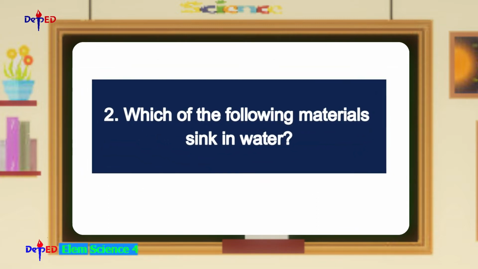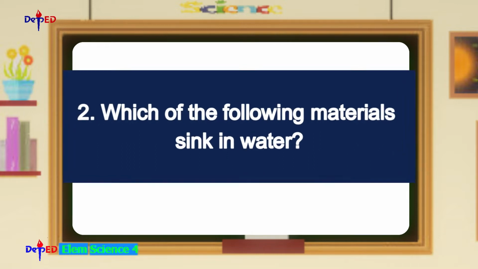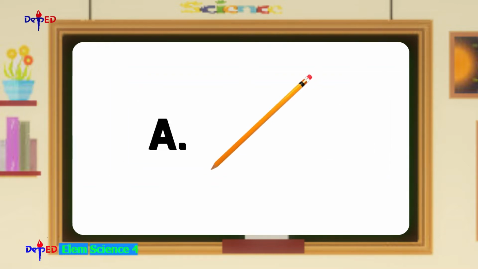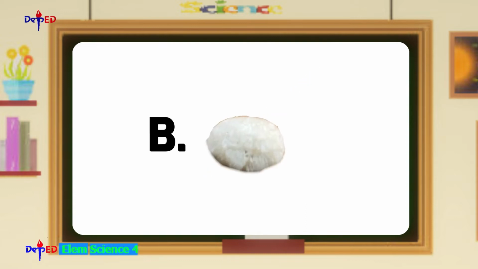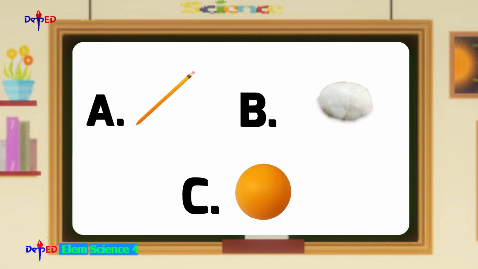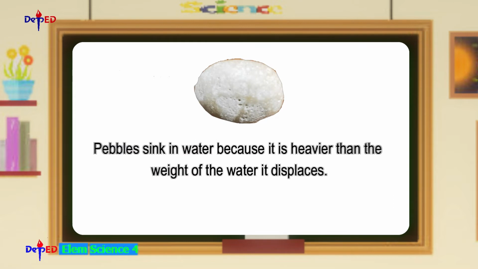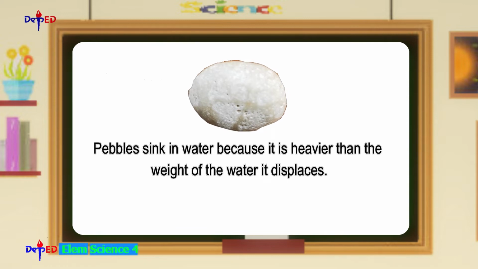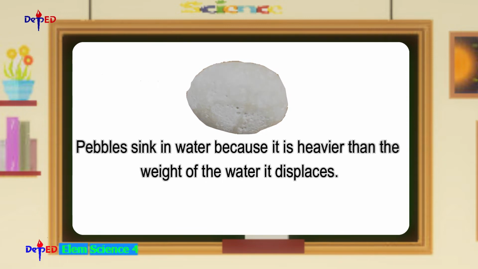Number 2. Which of the following materials sink in water? A. Pencil, B. Pebble, C. Ping pong ball. You got it right! Pebbles sink in water because it is heavier than the weight of the water it displaces.